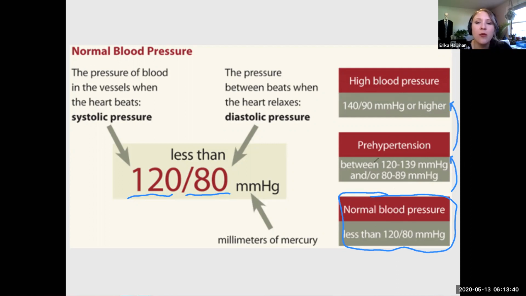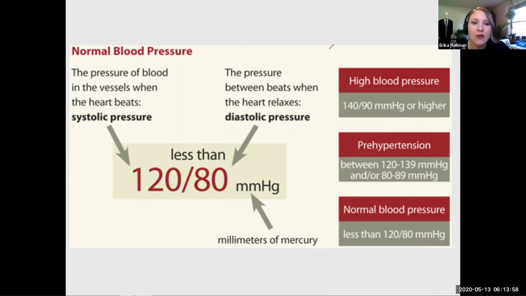If you are a little bit higher, between 120 and 140, and between 80 and 90, that is going to put you in that pre-hypertensive demographic. If you have anything higher than 140 over 90, that does qualify as high blood pressure, and that's going to be when you start experiencing other problems with homeostasis within your body.